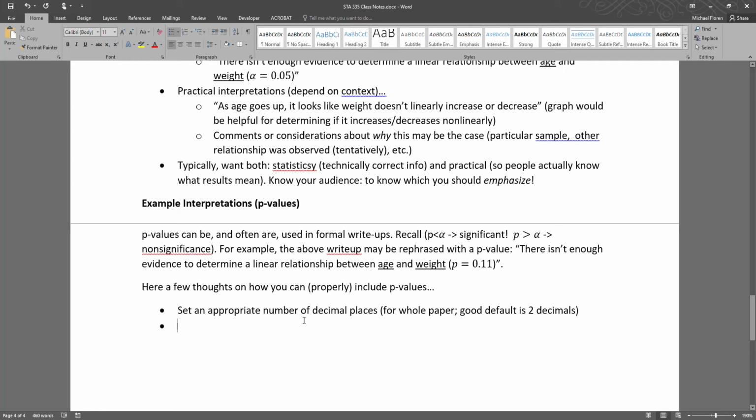Also remember that even though you're setting this for your whole paper, if you have integer numbers, there's no reason to write every integer with decimal places. Just put decimal places where the numbers are being calculated out to that decimal. Once you have this, the tip is just to list the p-value at that appropriate number of decimal places.